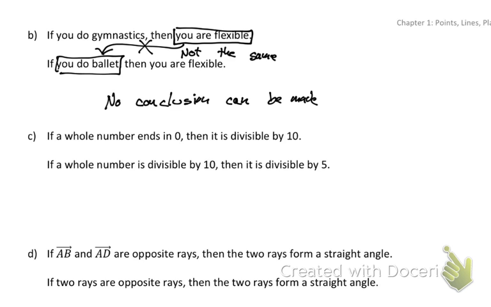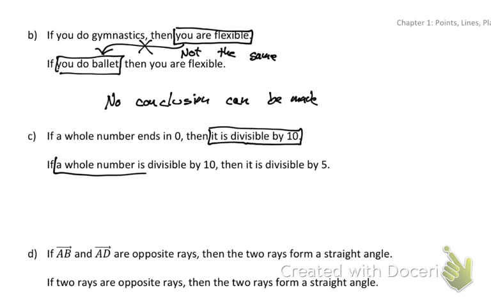All right, C says, if a whole number ends in 0, then it's divisible by 10. So if I'm looking for the law of syllogism, I'm looking at the conclusion. If a whole number is divisible by 10, well, is that the exact same wordage? Not exactly the same, but does it mean the same thing? Yes. So it doesn't have to be exactly the same words, but as long as it means the same thing, they are going to hook up.